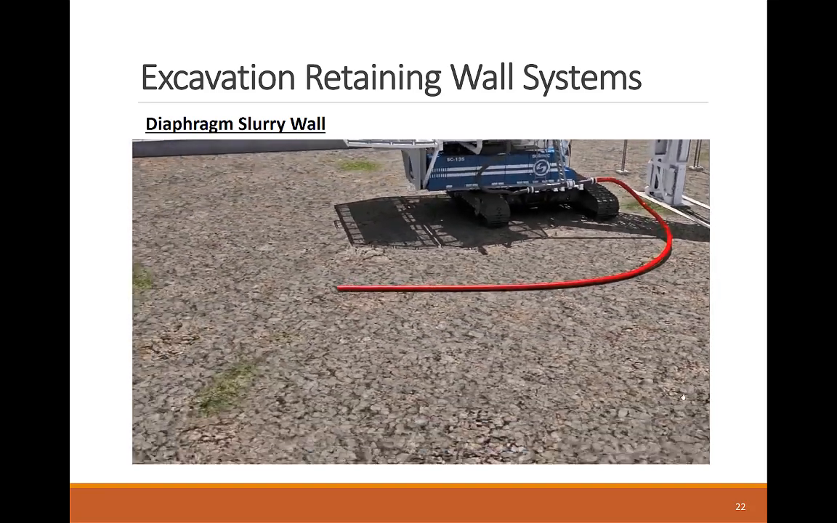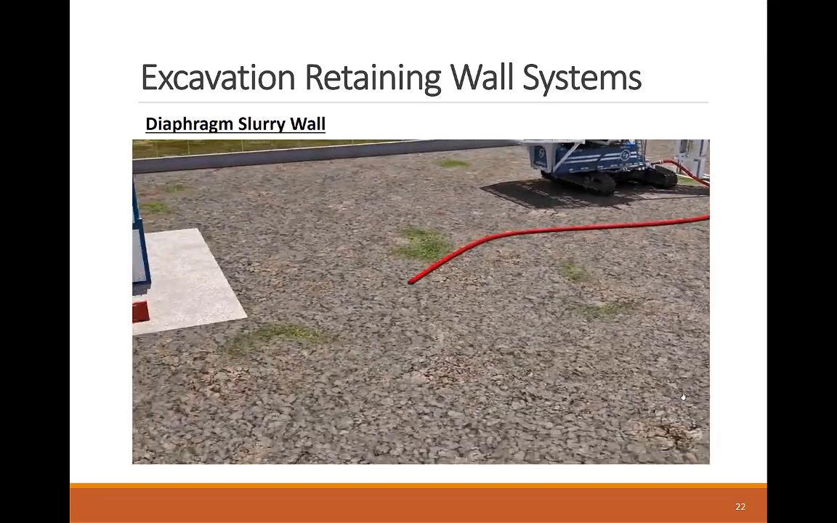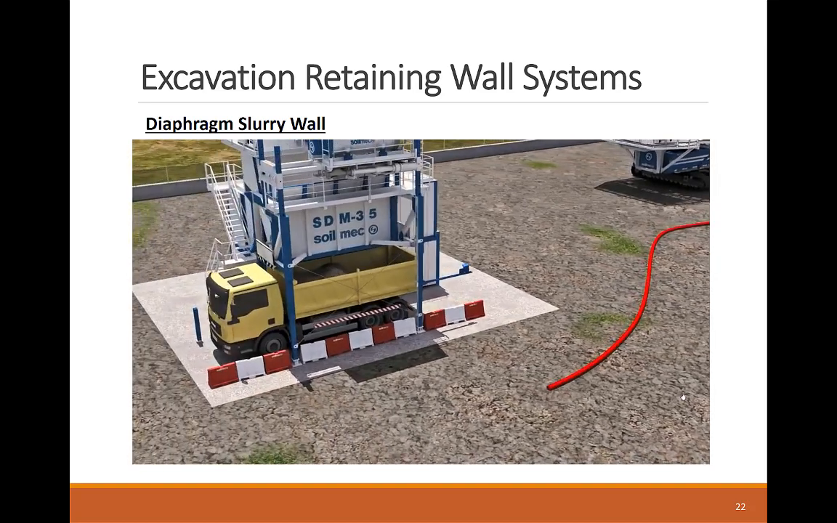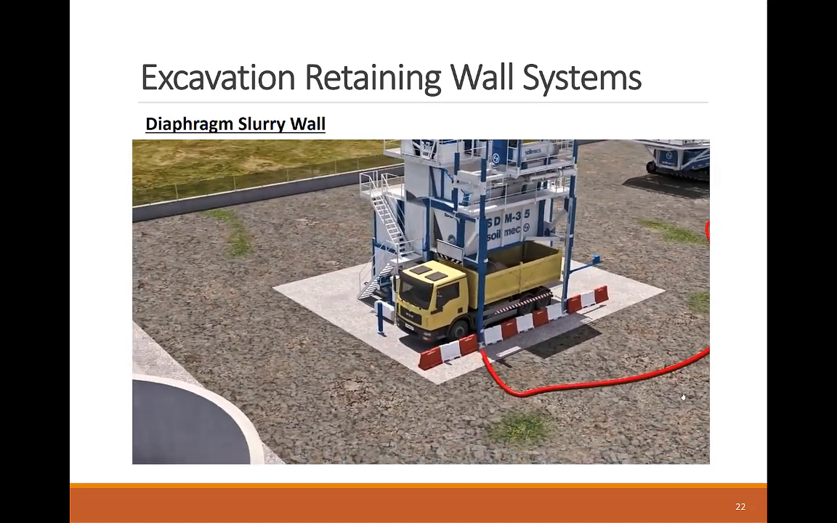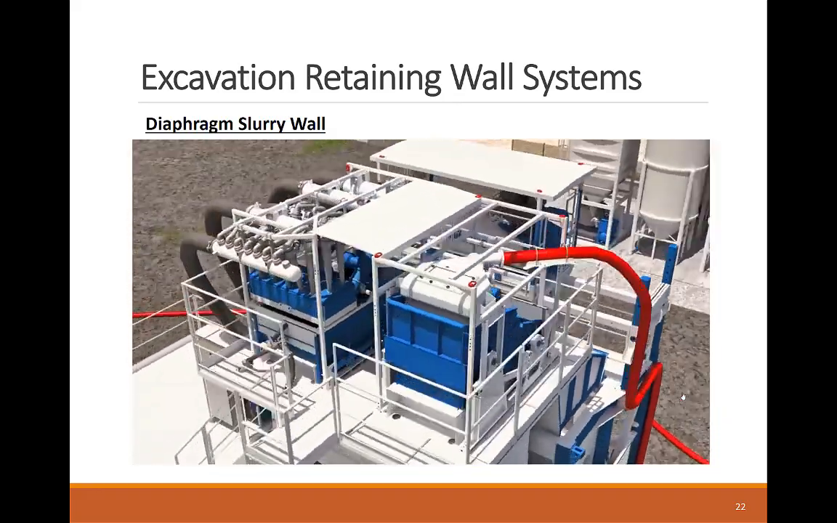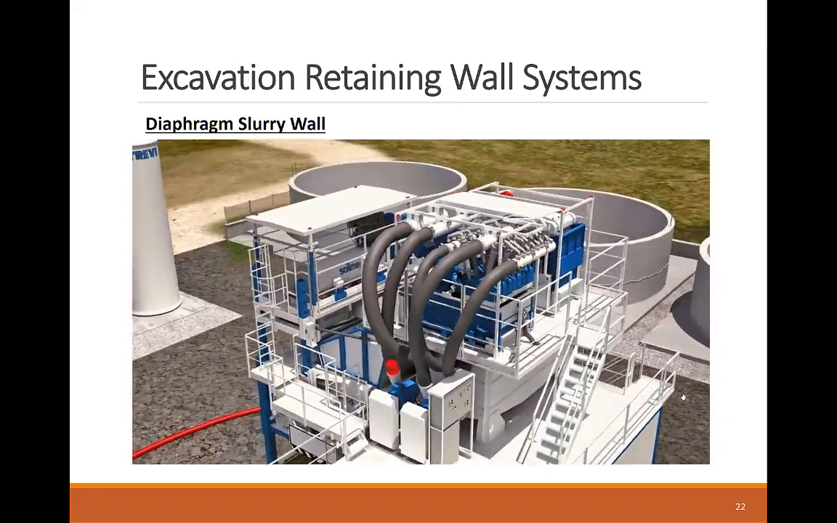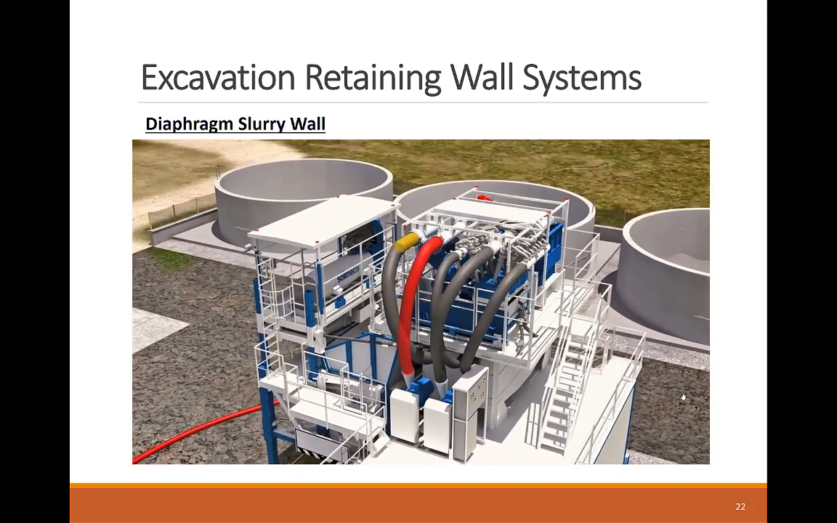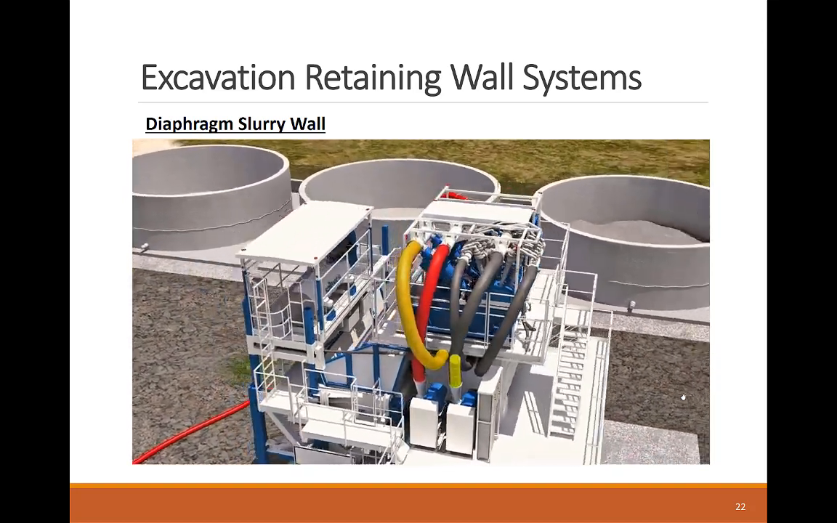The soil slurry in the wall trench is returned to the rigging crane and then to the slurry machine to remove excess soil content and replace it with cementitious material.